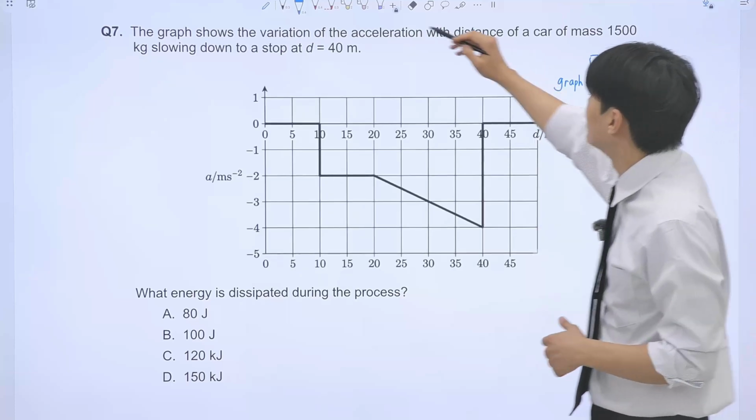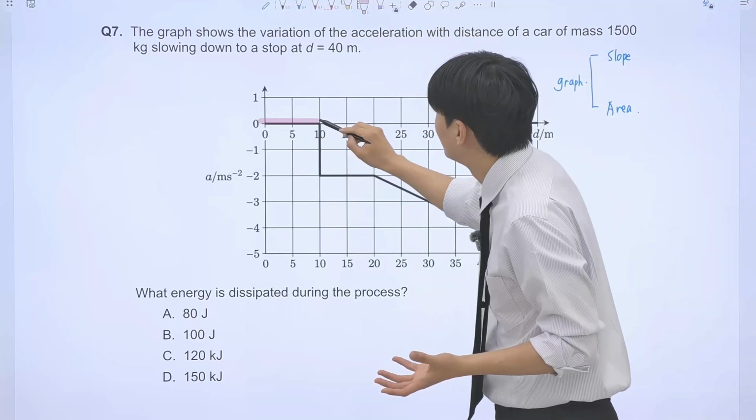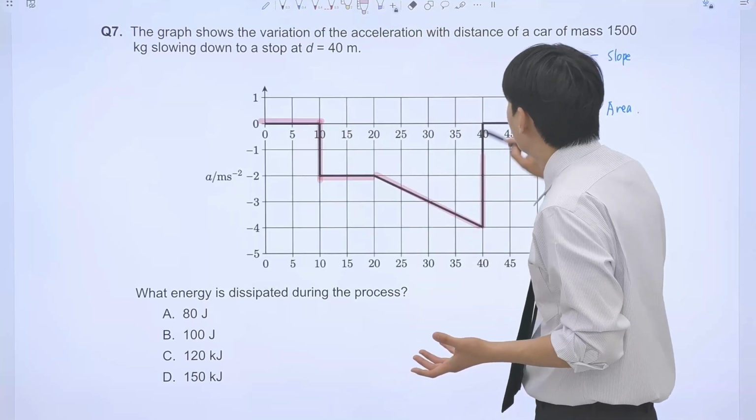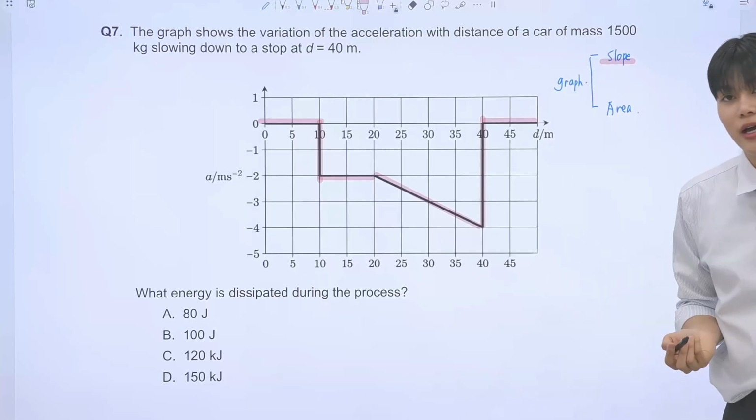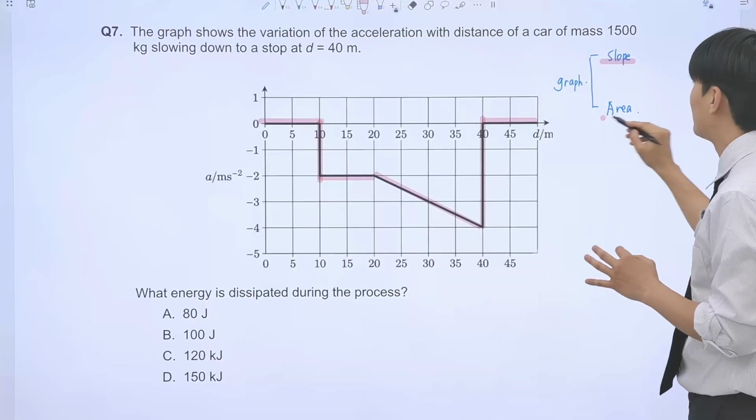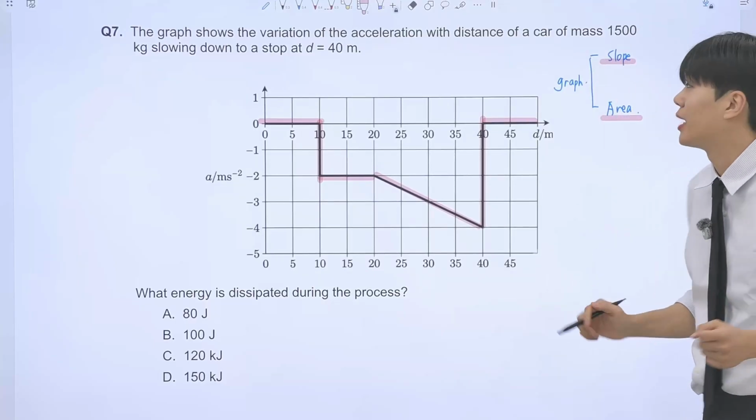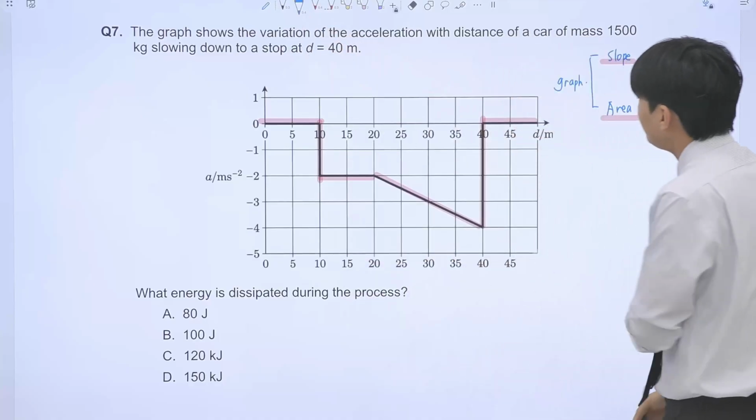But look at this graph. It's something like this. It never says anything about the slope, okay? This is how I actually know, because that question is actually about the area, okay? So that's one hint for that.